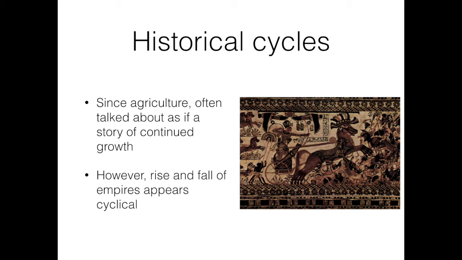Much of the history of civilization, the last 5,000 to 10,000 years of human history or so, can be viewed in terms of the rise and fall of empires. The general story that is often told about human history is one of continued growth. After the agricultural revolution, about 11,000 years ago, humans in many parts of the world became more tied to location and saw rapid increases in their population size.